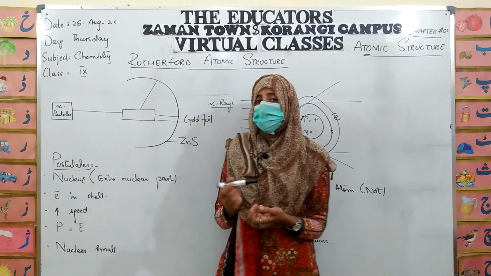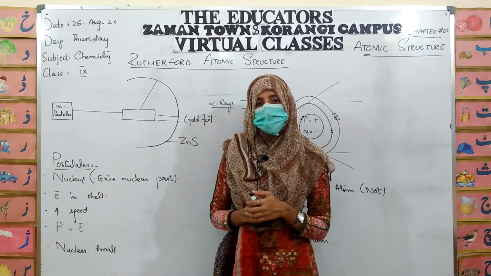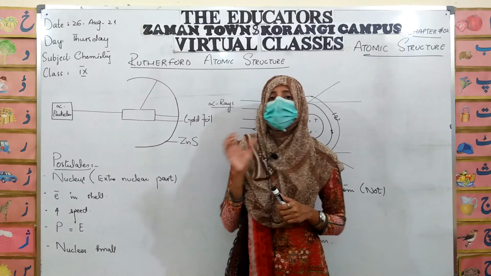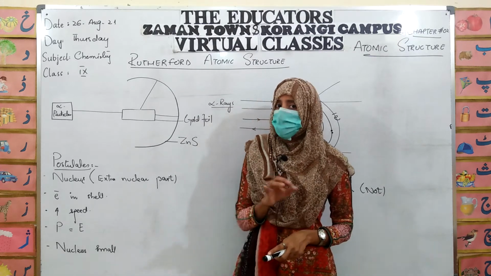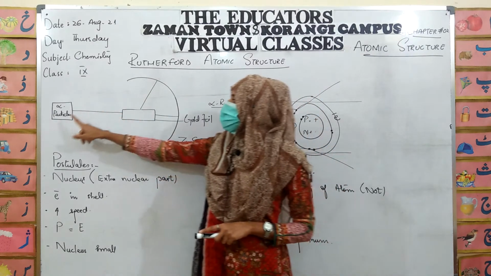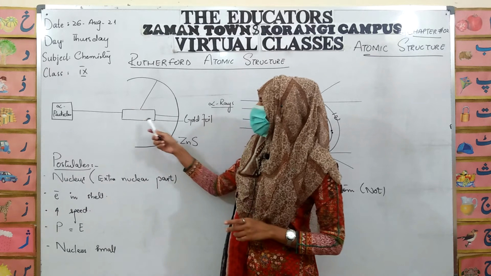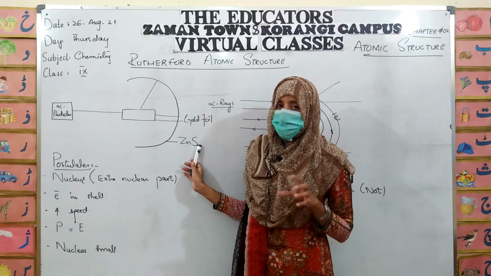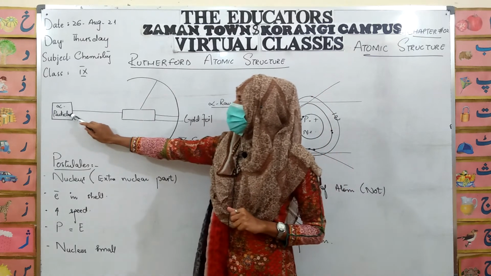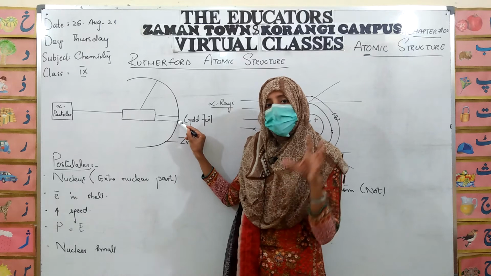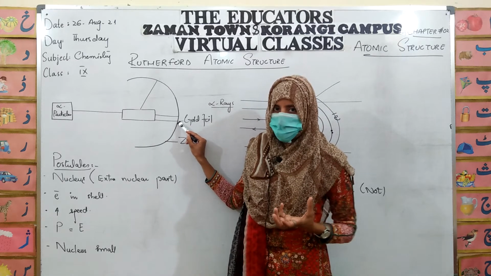What do you mean by the alpha particle? In our previous class, we discussed the radioactive element. From the radioactive element, alpha, beta and gamma rays are formed. So we will use just the alpha particle in this experiment. The alpha particle was passed through the thin gold foil. Around it, the zinc sulfide plate was placed. Why? Because when the alpha particle collides with it, its presence can be shown.